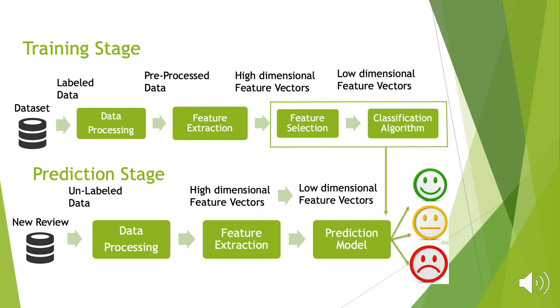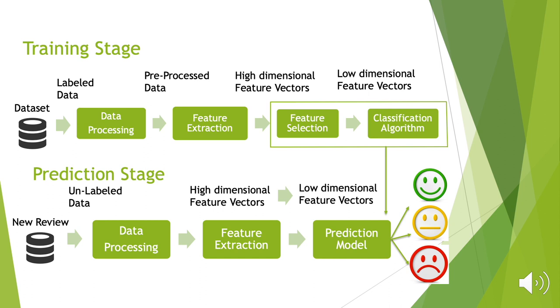So our feature selection and classification algorithm together will be our model. We get high dimensional feature vectors, and we convert those to low dimensional feature vectors, selecting only a few dimensions out of a high number of dimensions. We have used principal component analysis for doing that. So that will be our model.